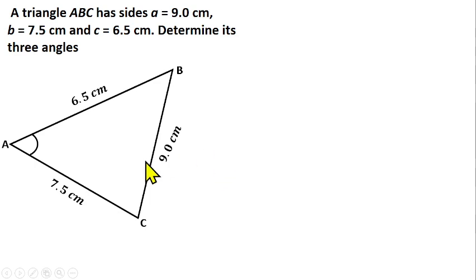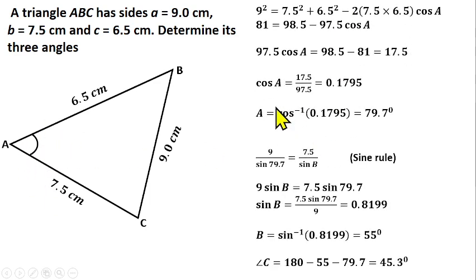So if you have done that, let's confirm. If you want to formulate the cosine rule, you are supposed to have 9.0 squared equals, because that's the side facing the angle you are looking for, 7.5 squared plus 6.5 squared minus 2 multiplied by this and this, cos A, which is cos of the angle you are looking for. So you have 9 squared equals 7.5 squared plus 6.5 squared minus 2 times 7.5 times 6.5 cos A, cos of the angle you are looking for.